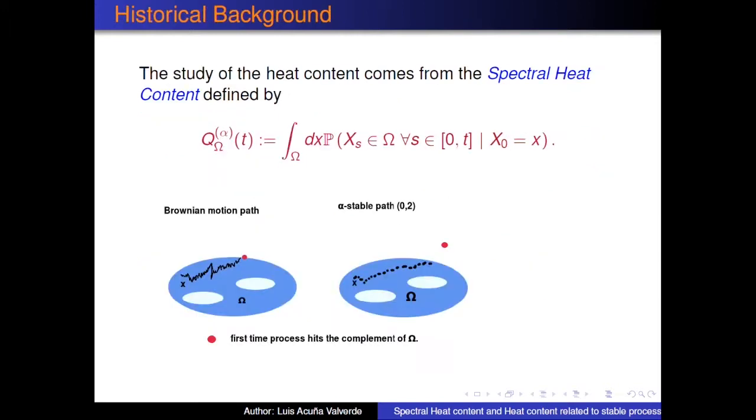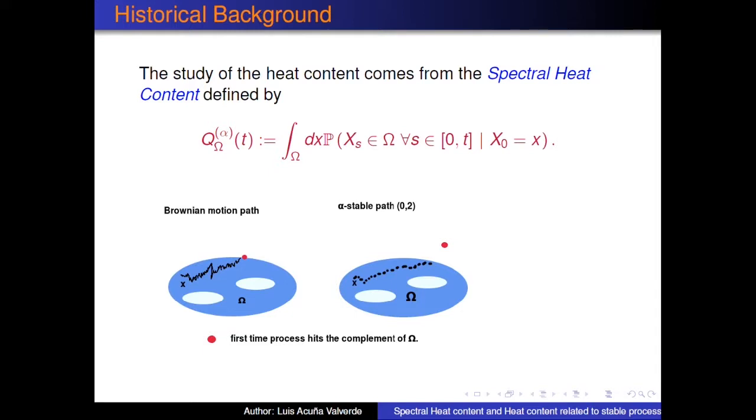Now, it turns out that the heat content was born when this function, which we call the spectral heat content, came about. Well, what is this spectral heat content? It is like an average of those probabilities for which the path of the process remains in the set omega up to time t.